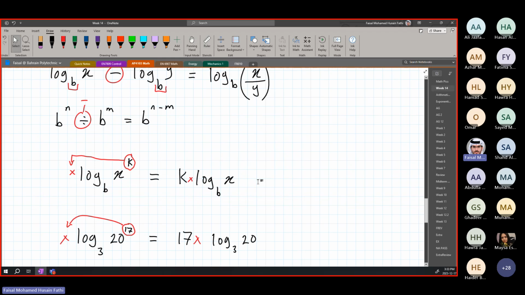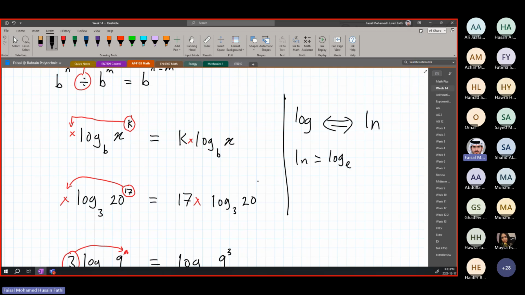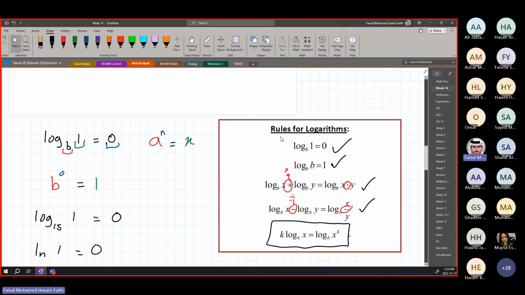Another important point I need all of you to know as well. I'm saying log all the time. These laws all will apply to ln as well, because ln is simply just log of base e. So it's the exact same concept. So anything I am applying to log, everything will be applied to ln as well. All these rules that we have learned here, all of them apply to e as well.